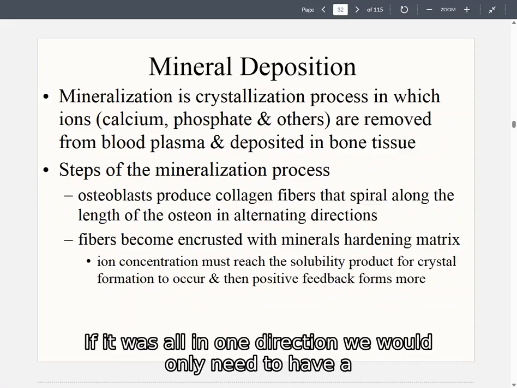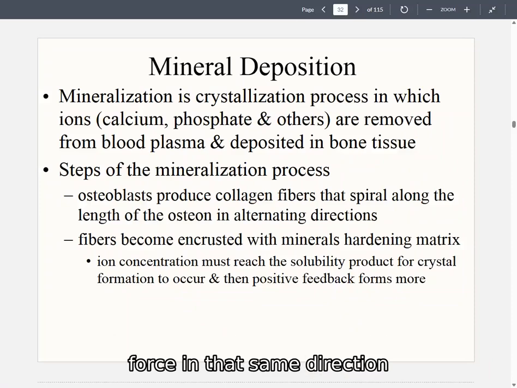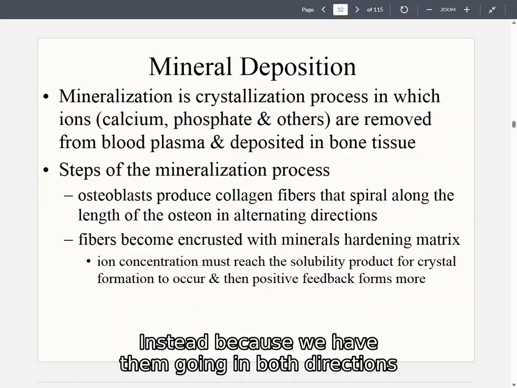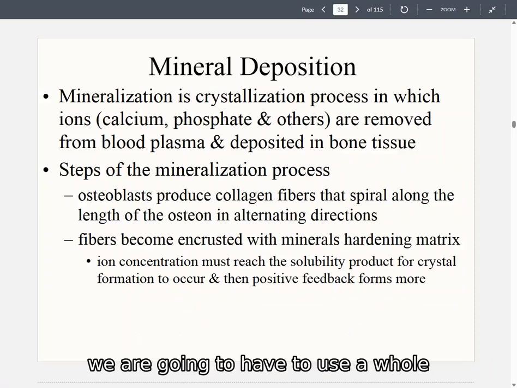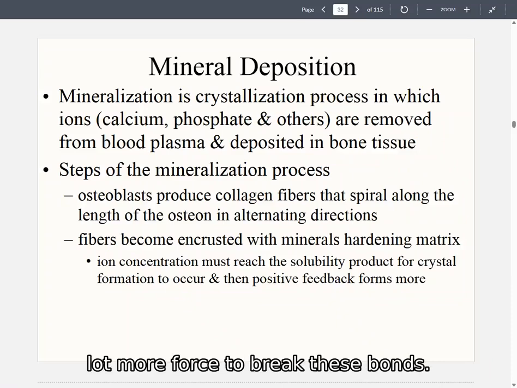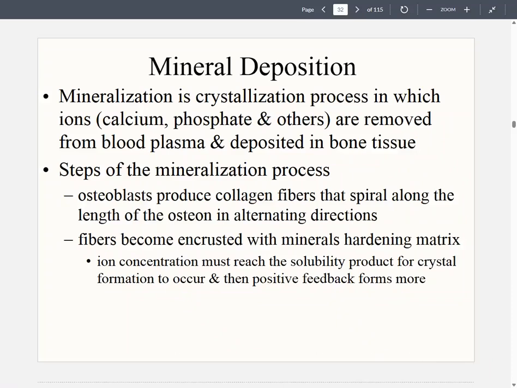This alternating spiraling direction versus all in one direction is part of what gives bone its strength. If it was all in one direction, we would only need to have a force in that same direction to cause the bone to break. Instead, because we have them going in both directions, we're going to have to use a whole lot more force to break these bonds.